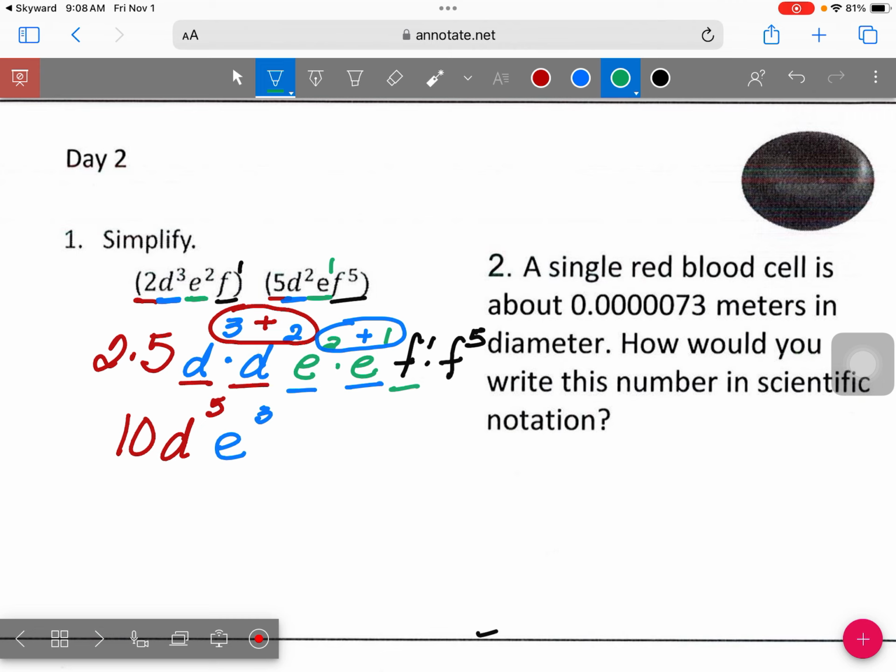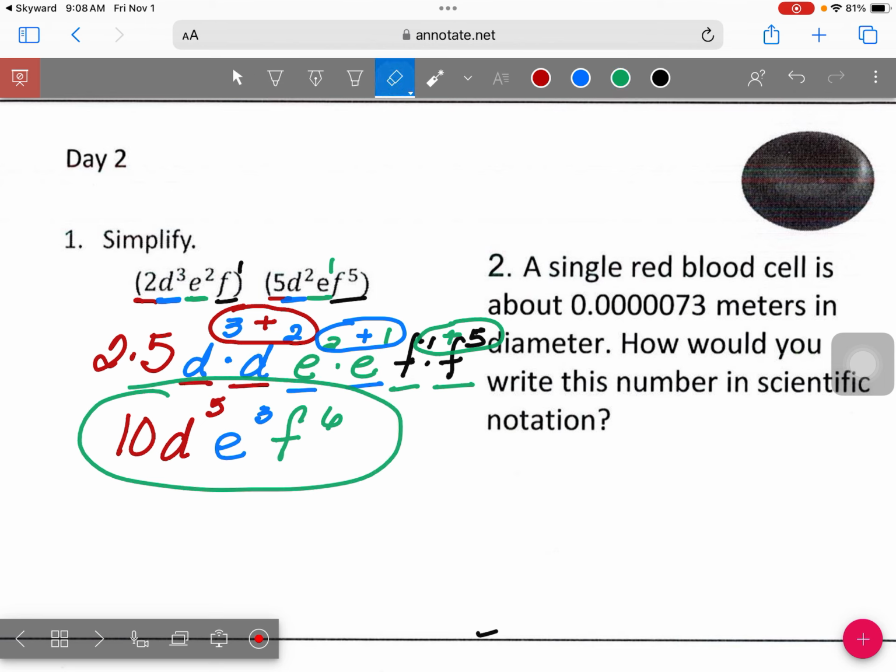And finally, f to the first times f to the fifth. You keep that base and add the exponents. So that is f to the sixth. Final answer, 10, d to the fifth, e to the third, f to the sixth. Questions on that?